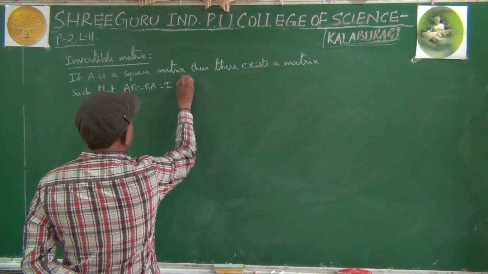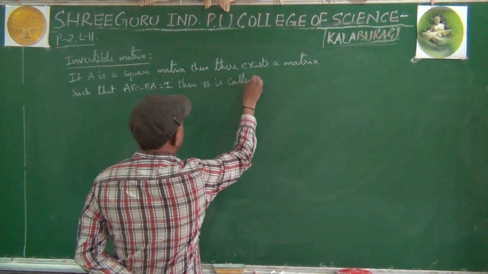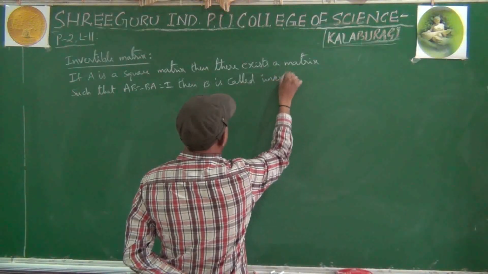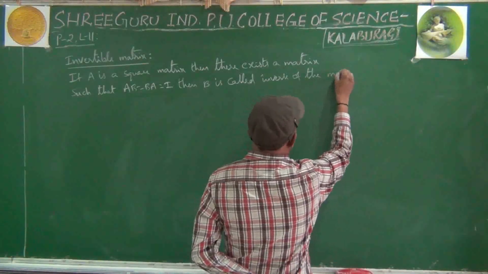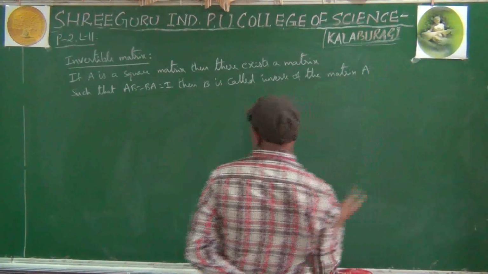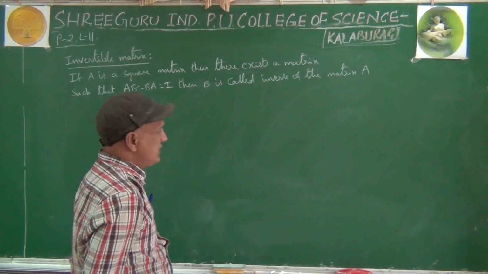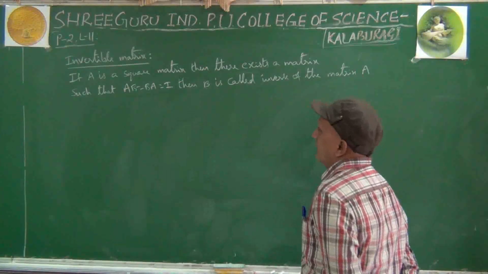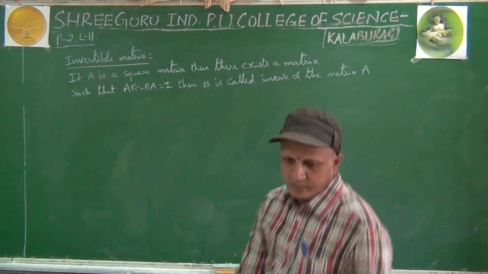Then B is called the inverse of the given matrix A. B is called inverse of the matrix A. B is called invertible to A. Both are correct. Right? This is the definition for invertible matrix. Inverse of a matrix, invertible matrix. This is the definition. Clear?